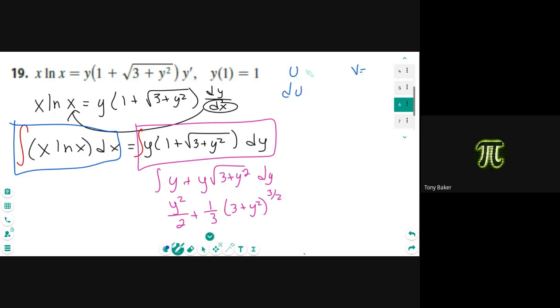Why'd you put a 1/3 out? Because technically it's 2/3, but you have to divide by the 2 from the derivative of 2y. I'll do that in a second. Let me finish this one.